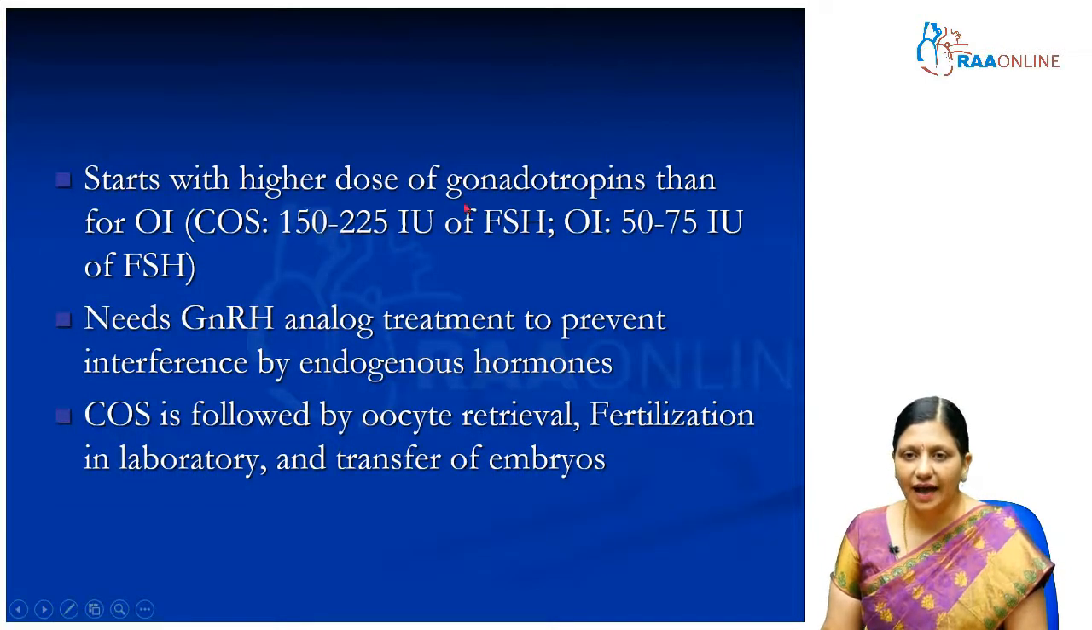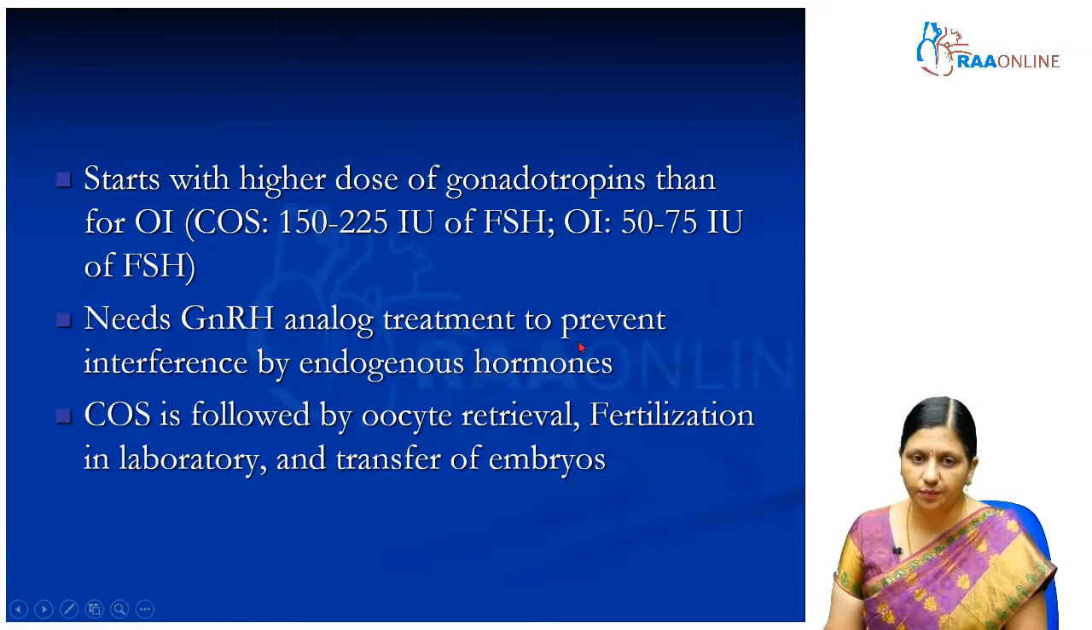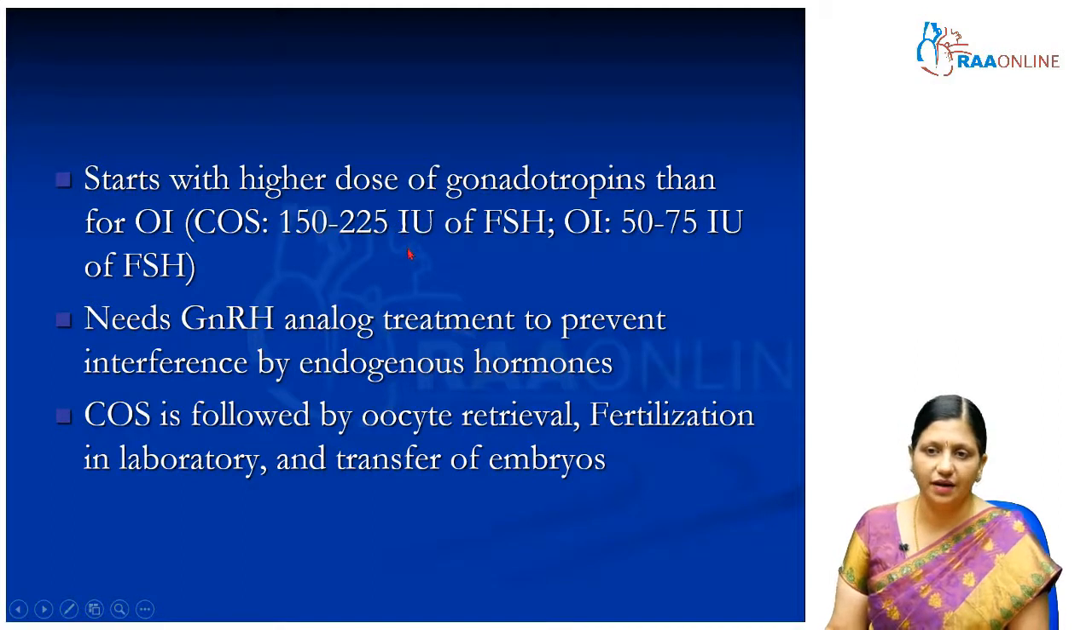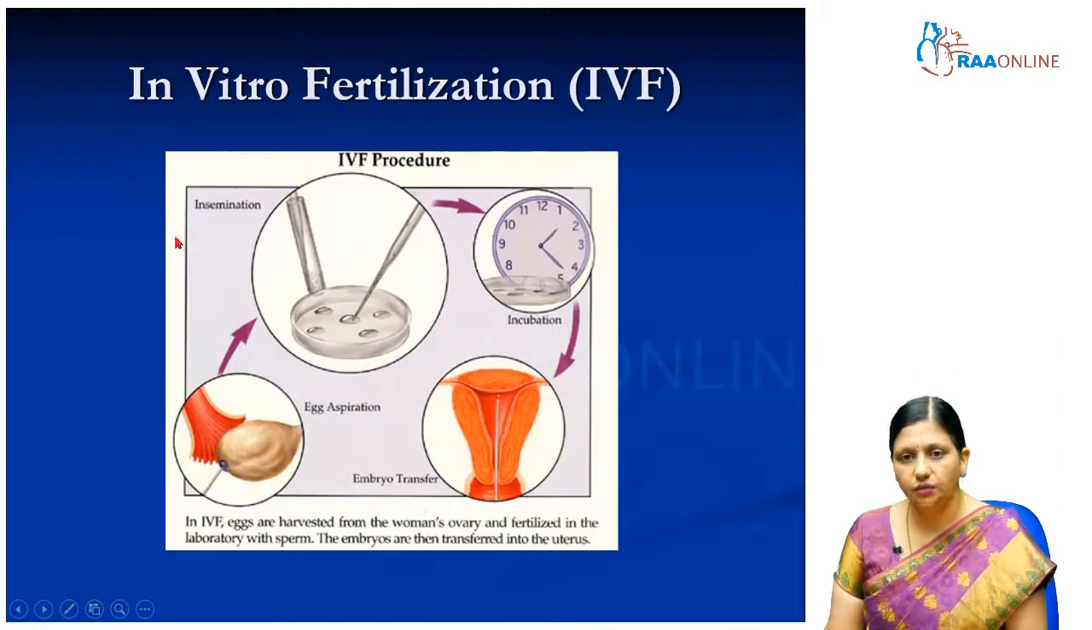Now we start with high doses of gonadotropins, and then GnRH analog treatment prevents interference by endogenous hormones, and controlled ovarian stimulation is followed by oocyte retrieval, fertilization in the laboratory, and transfer of embryos. The starting dose of follicle stimulating hormone is around 150 to 225 international units. Now this process is again the same thing.